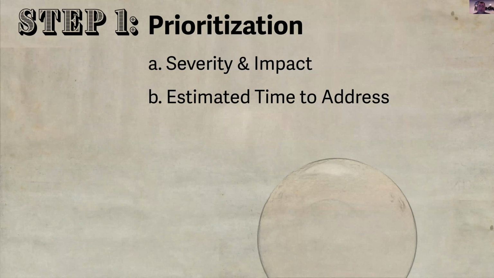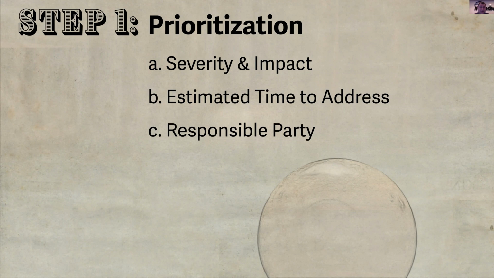Then you've got to think about the estimated time to address it. Is it going to be a really quick CSS tweak? Or is it going to require a full regression test of the entire product? And who's responsible for fixing it? Is it something that one of your designers can take care of real quickly, or is it something that's going to require 2 or 3 of your developers for a couple weeks?